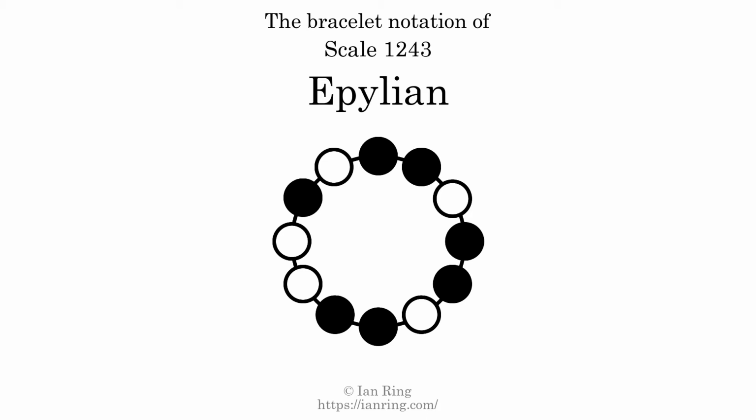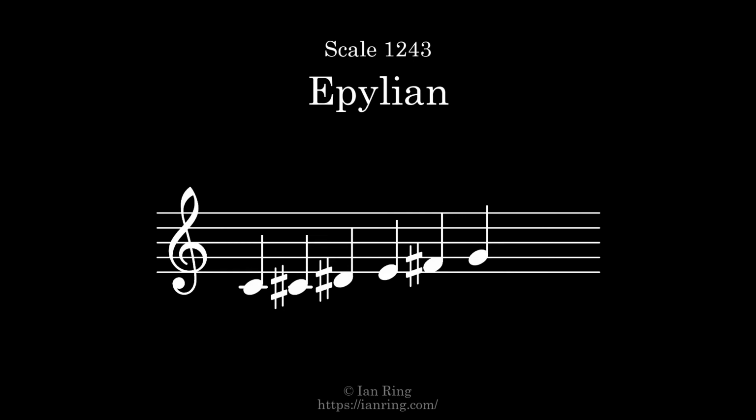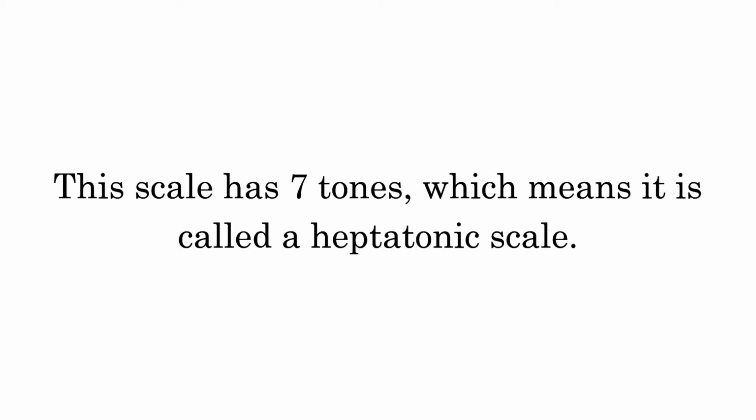Today we will talk about scale 1243, Epylian, which sounds like this. This scale has 7 tones, which means it is called a heptatonic scale.